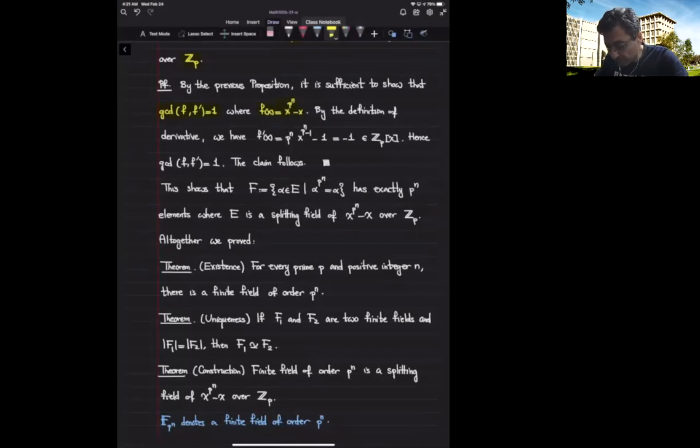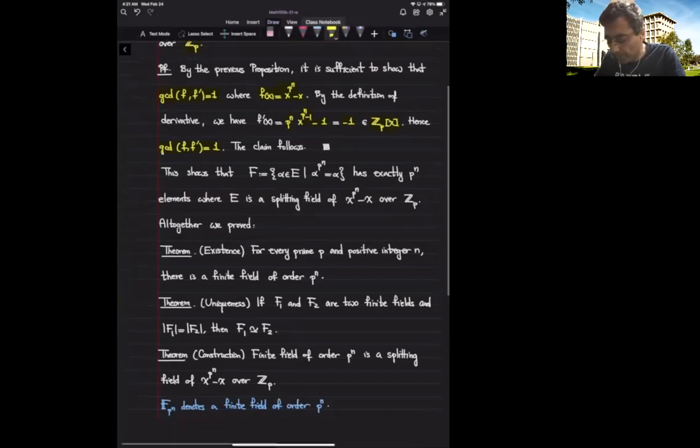f prime, by definition, is p to the n times x to the power p to the n minus 1, minus 1. But remember, the characteristic is p, so p to the n is just 0, so I get negative 1. So f prime is just negative 1 in Z_p[x]. And the GCD of negative 1 and any other polynomial is just 1. And that shows that x to the power p to the n minus x does not have multiple zeros in its splitting field over Z_p.